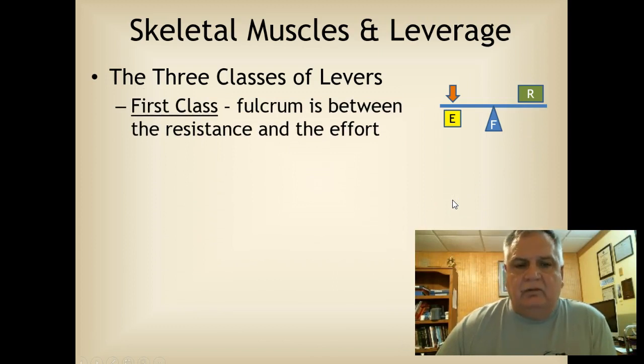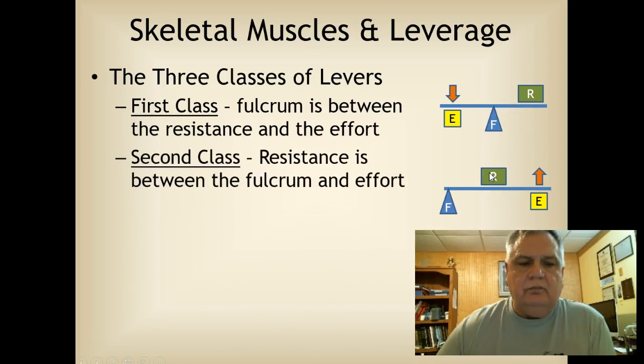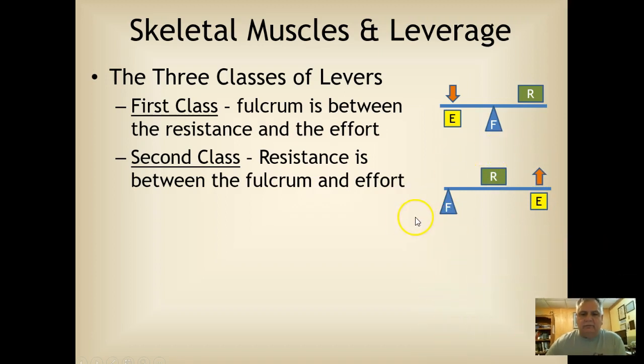So we have first-class levers. In first-class levers, the fulcrum, the pivot point, is located in the middle between the resistance and the effort, as we see here in our diagram. Effort on one side, resistance we're trying to overcome on the other side, the pivot point in the middle. The next is a second-class lever. In second-class levers, the resistance is located between the fulcrum and the effort. So we have the fulcrum here on the left, the resistance in the middle, and the effort on the other end. This is the classic wheelbarrow type of scenario that we have.